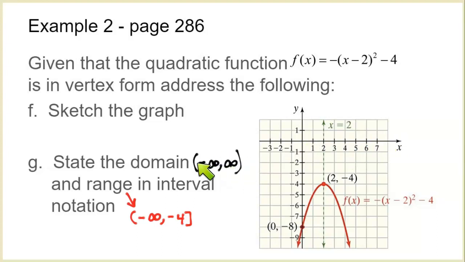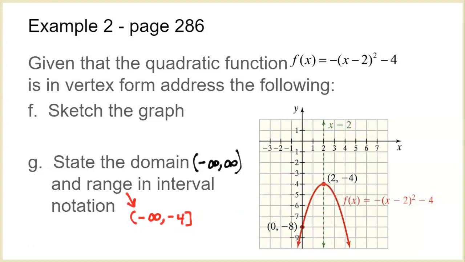Now, for my domain, it's all real numbers. I know that the parabola is pointing downward. So as it continues to go downward, it just gets wider and wider and wider, so it encompasses all x values. However, for my range, its highest point is 4, but then it just keeps dropping lower on the y-axis. So it goes from negative infinity, not included, all the way to negative 4 included, because it actually does touch that point.